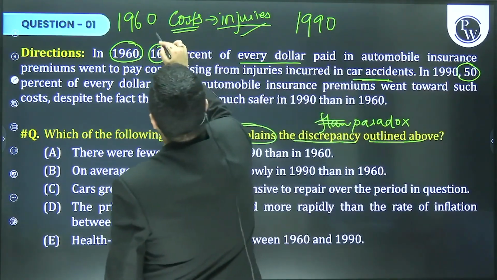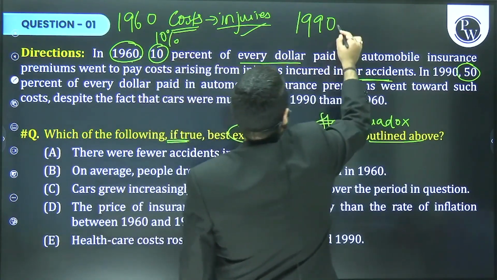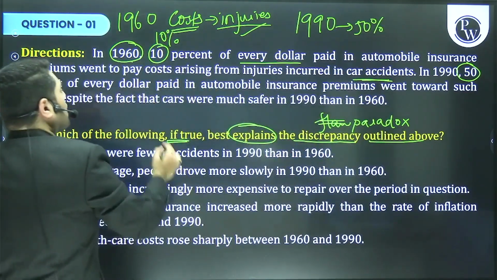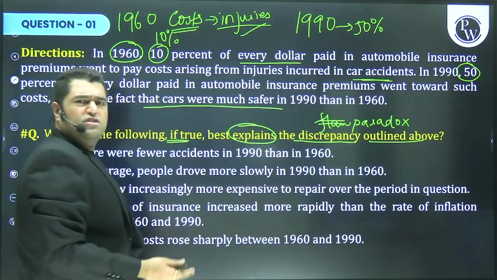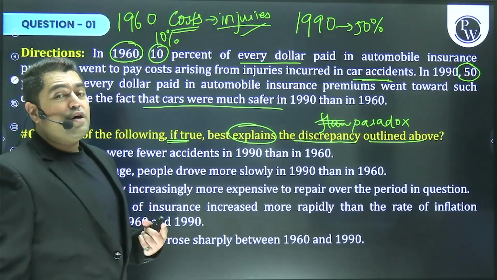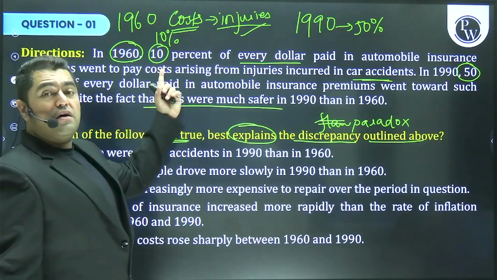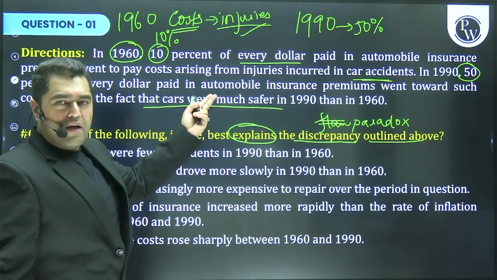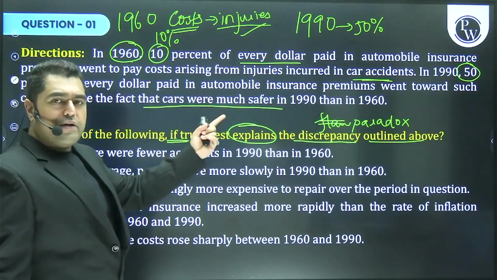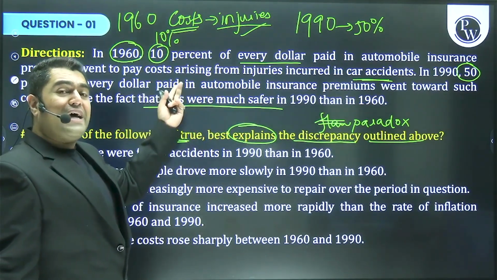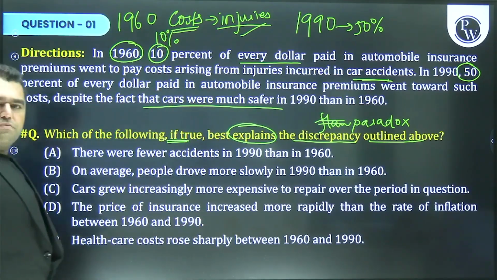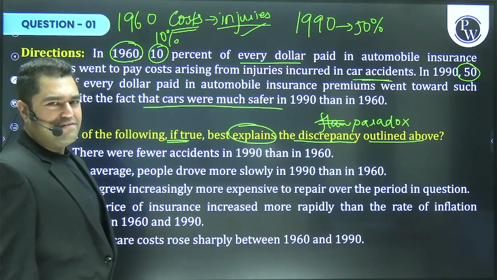1990, okay, 50% went. So where it was 10%, in 1990 straight away 50%, in spite of cars being much safer. So this is opposite, yeah. It should reduce. Why has it still increased? Pay attention to what it is going towards. It's going towards premium for insurance, towards costs as a result of injuries. Now tell me. People, let's analyze. Come on.